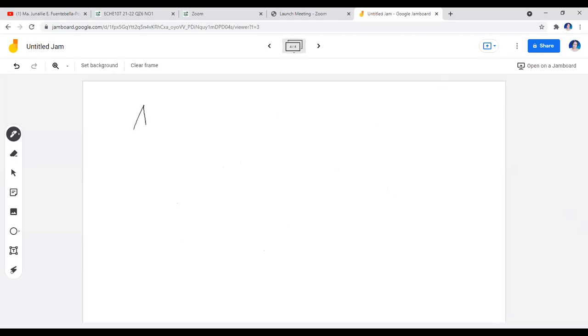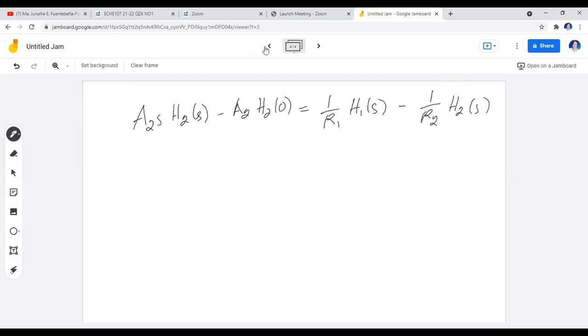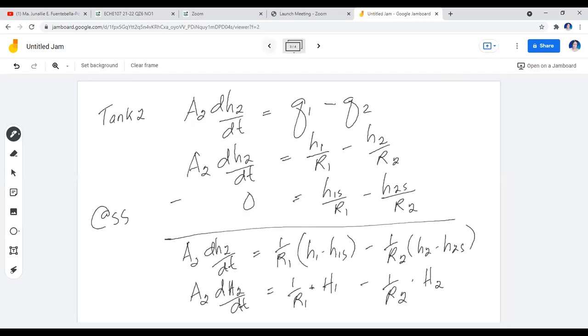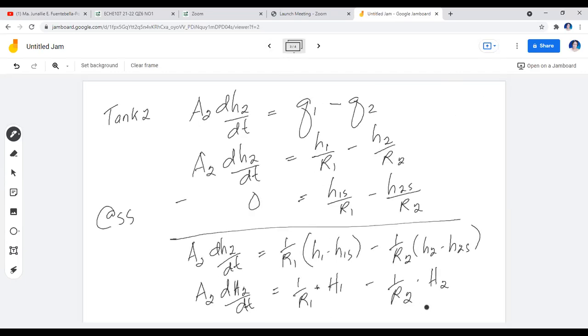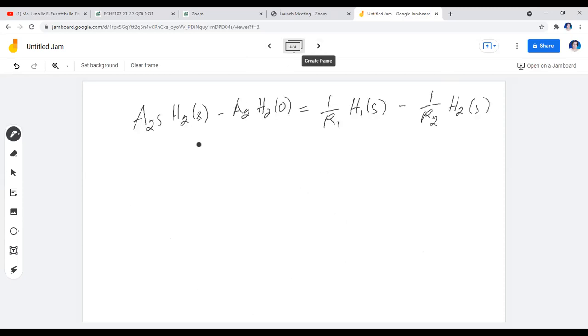So A2 S H sub 2 of S minus A2 H sub 2 of 0 is equal to 1 over R1 H sub 1 of S minus 1 over R2 H sub 2 of S. Now this came from this one in which we have performed the Laplace transformation. Okay, so this is it now.